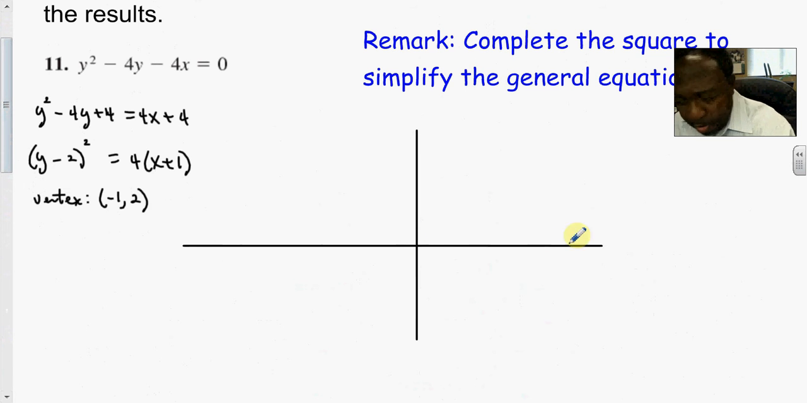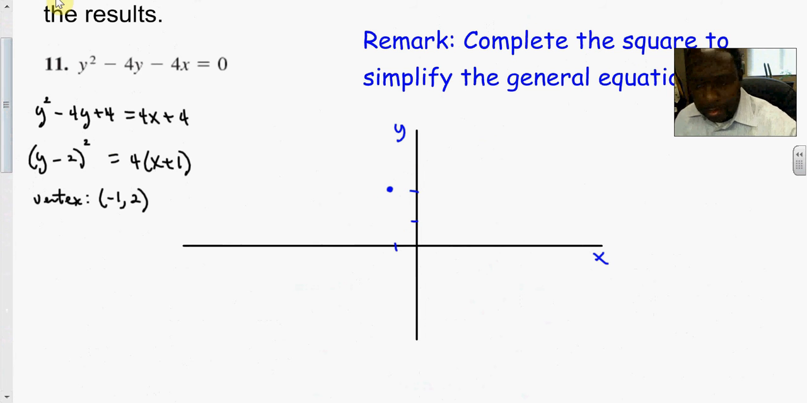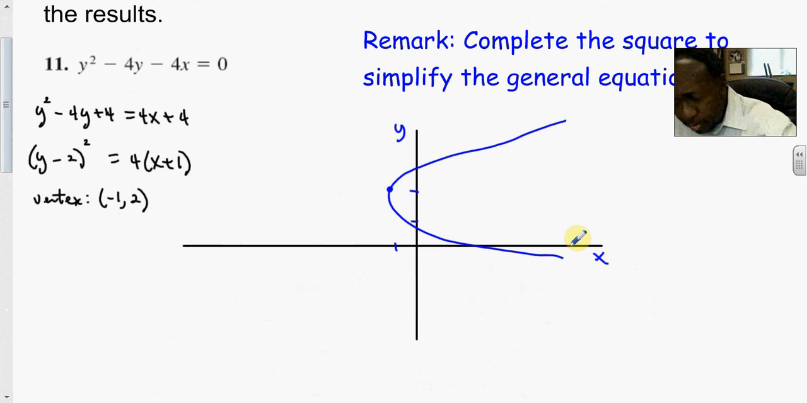So we find the point. This is the x-axis, y-axis. X is -1. Y is 2. And so the sign is positive, so it's going to curve to the right. And again, we're just sketching. Okay, get the idea.